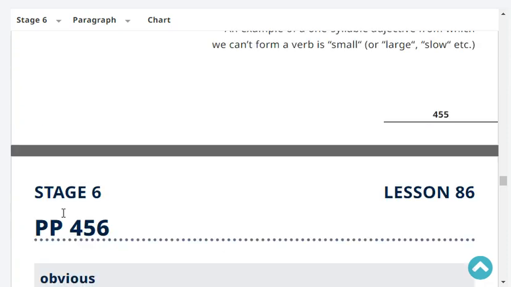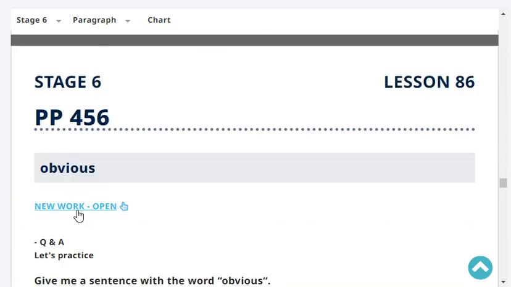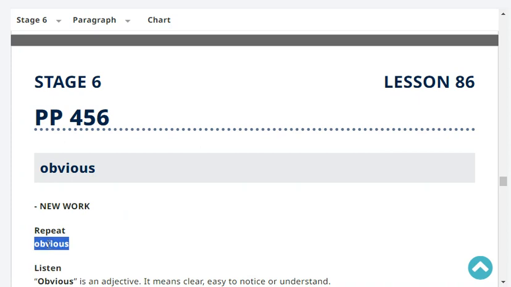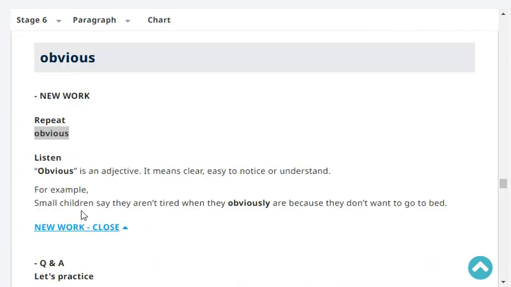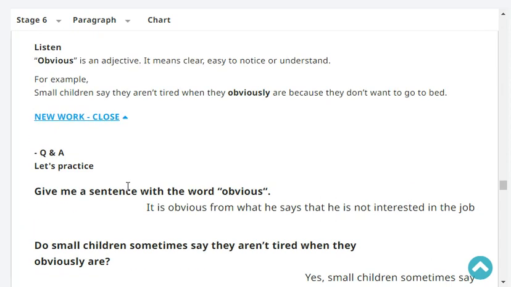Let's have a new word. Very good. Okay. So let's start. Repeat. Obvious. Obvious. Very good. Okay, listen. The word obvious is an adjective. It means very clear or easy to notice or easy to understand. For example, small children say they aren't tired when they obviously are because they don't want to go to bed.